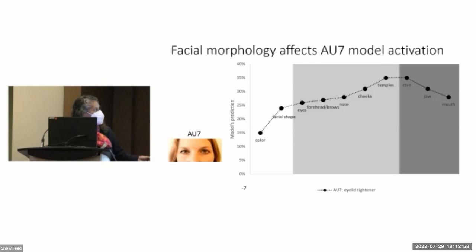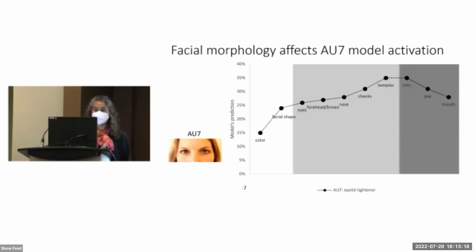Overall facial shape then explained a little bit more, and then she could change eyes, forehead, brow, nose, cheeks, temples. And then these changes on mouth actually made it worse. So again, we're talking about this action unit around the eyes. And so these are what made a difference in the European versus African.